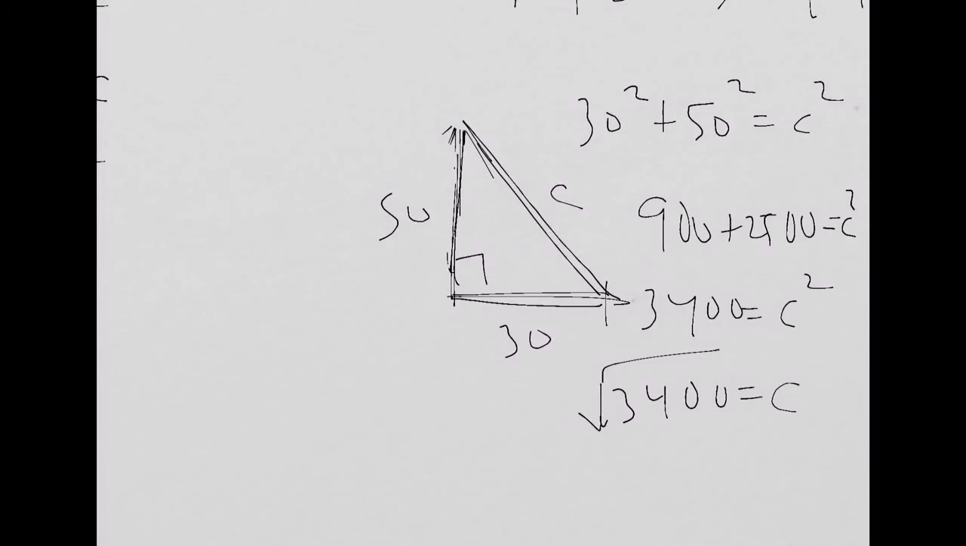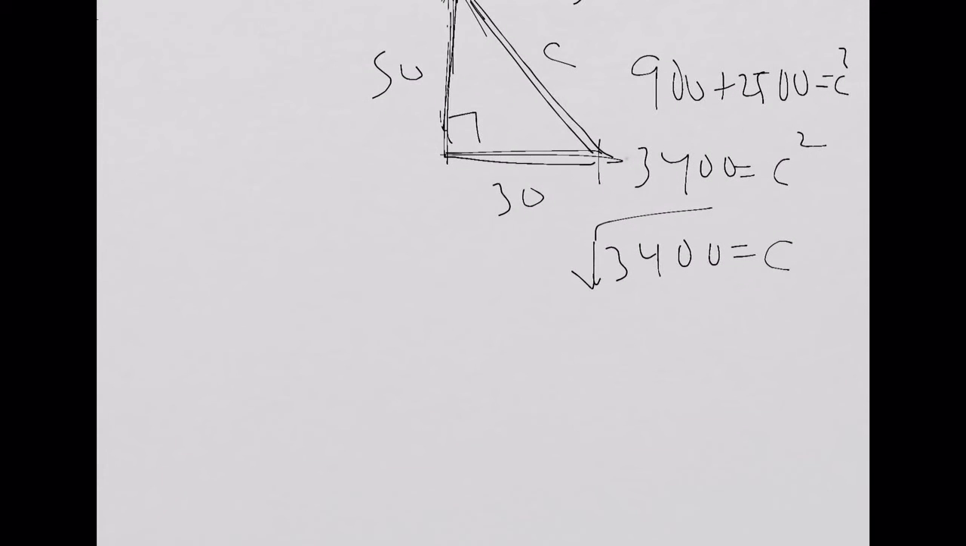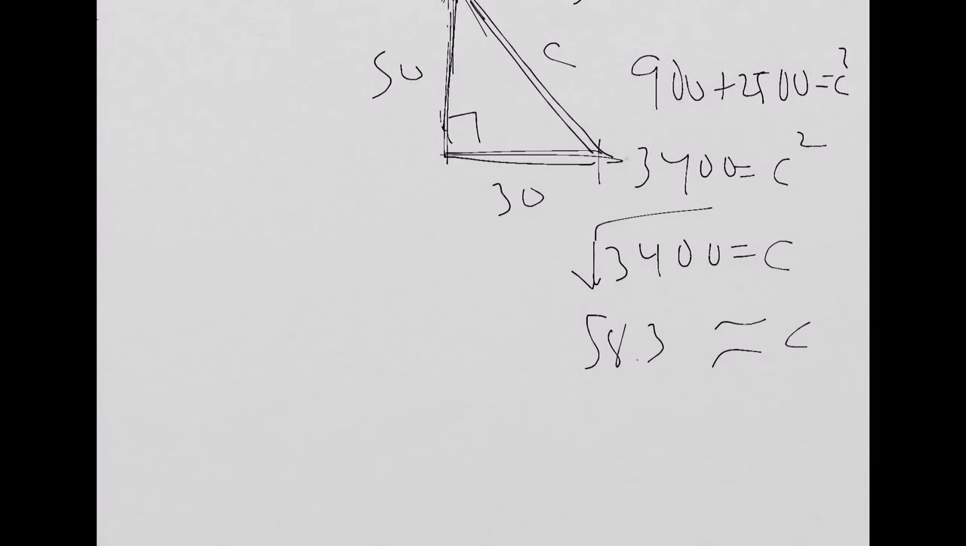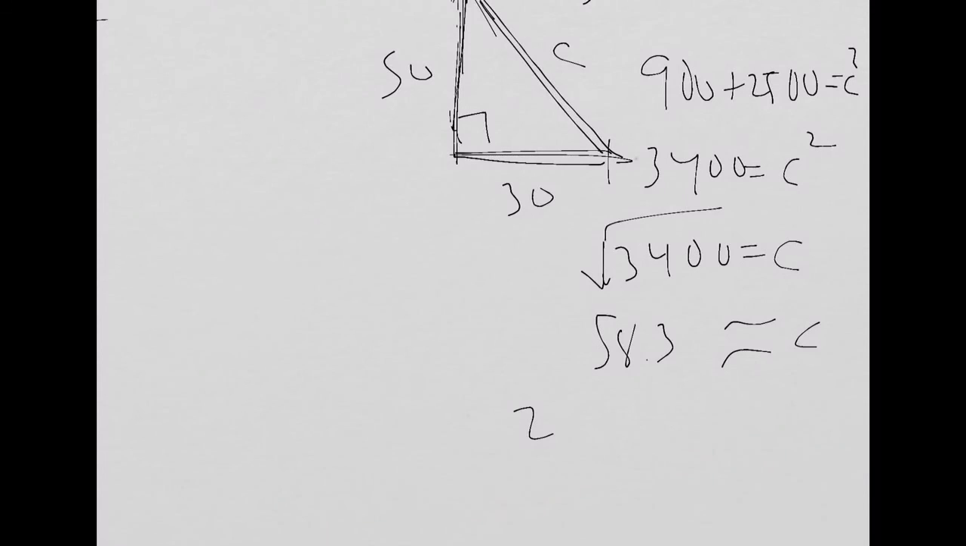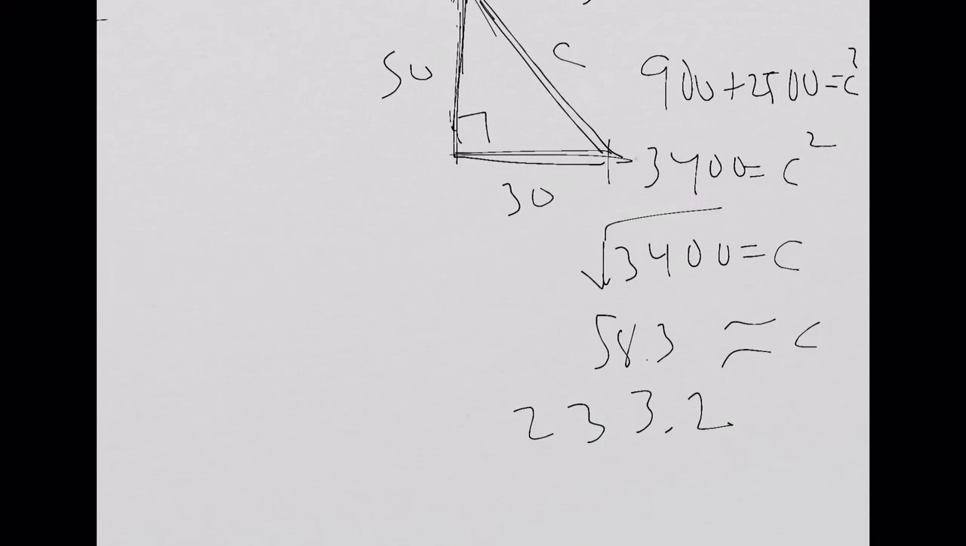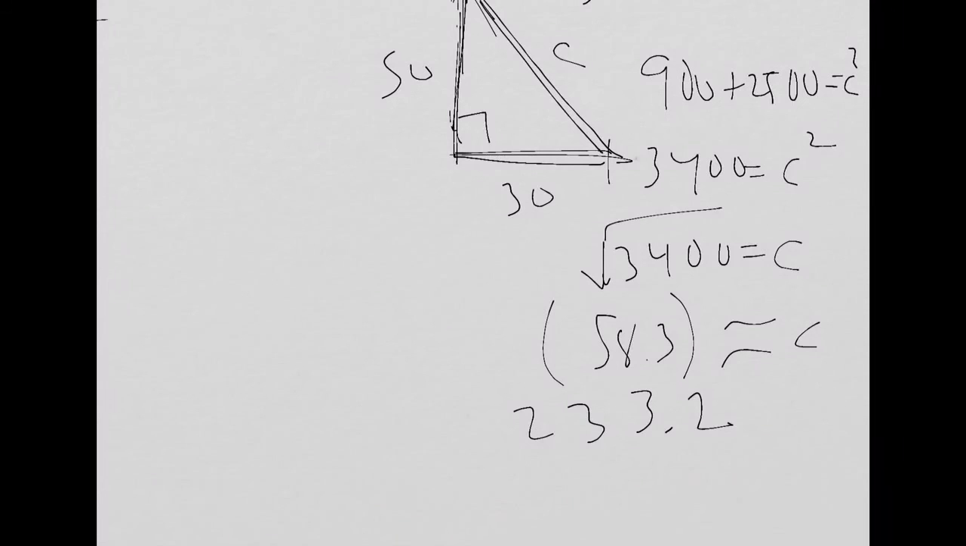But again, I have 4 of these because there's 4 guy wires, so I'm going to take my approximately 58.3 and multiply it by 4, and I get 233.2. When I took that and multiplied it by 4, because again I have these 4 guy wires.